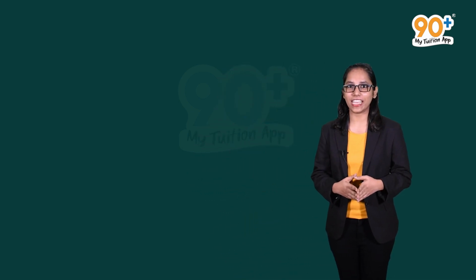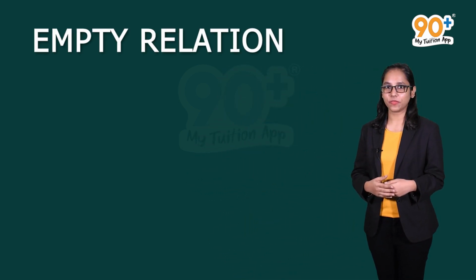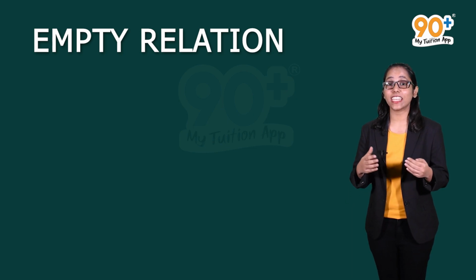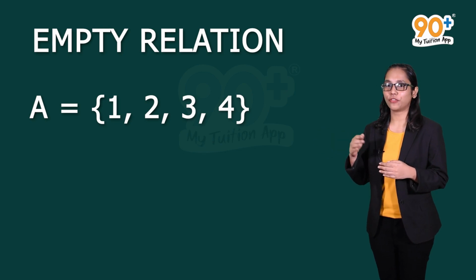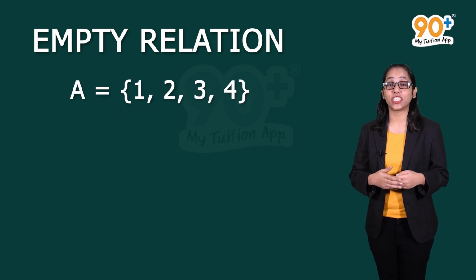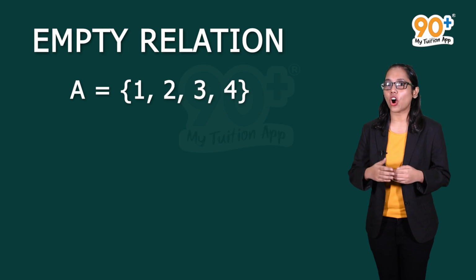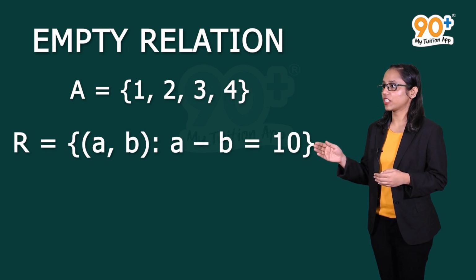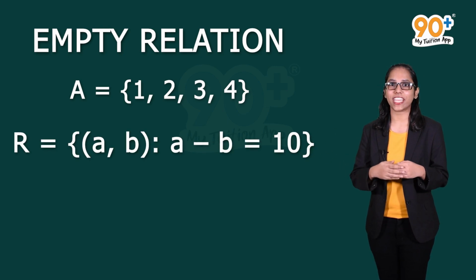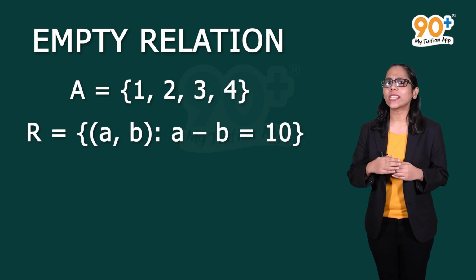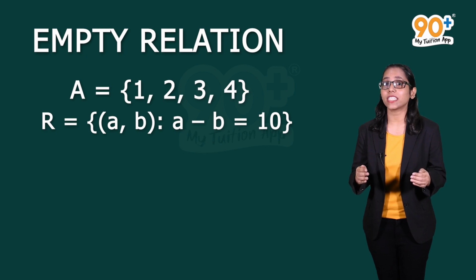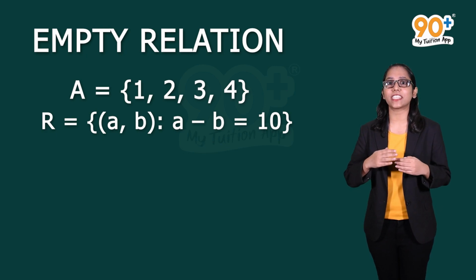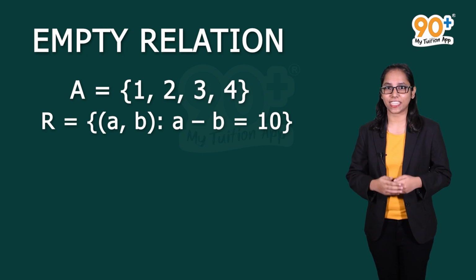So, the first one is the empty relation. For that, let's consider set A equal to {1, 2, 3, 4}. And let's define relation R equal to the set of ordered pairs (a, b) such that a minus b equal to 10. So, my question for you guys is whether we will get 10 by subtracting any two elements from the set A. Let's check that.